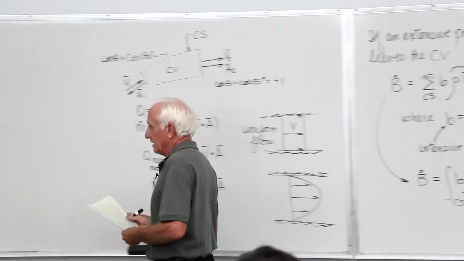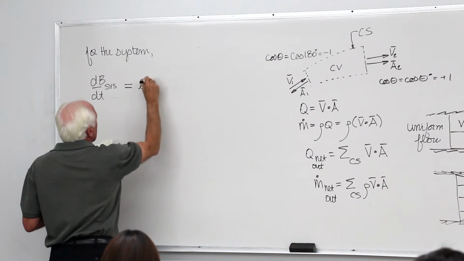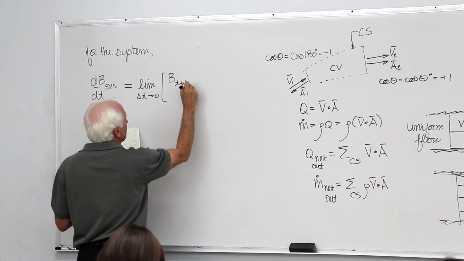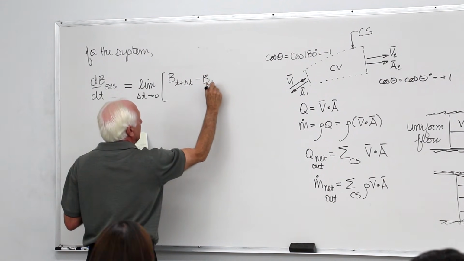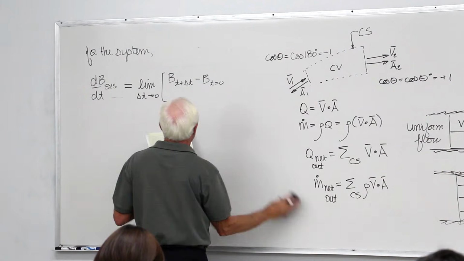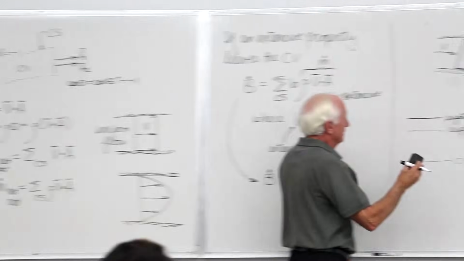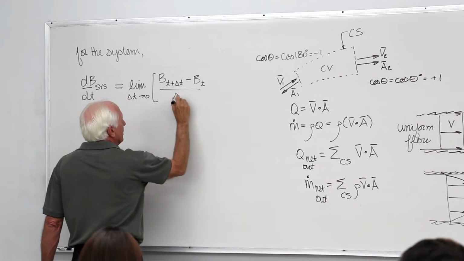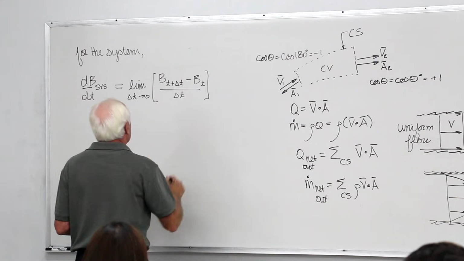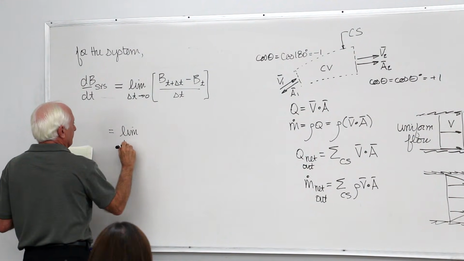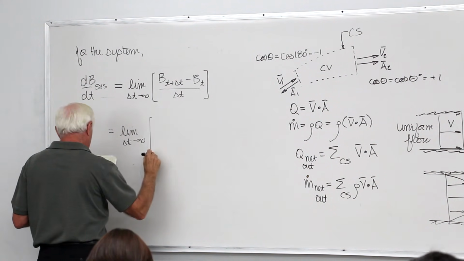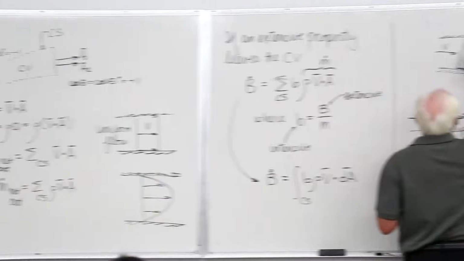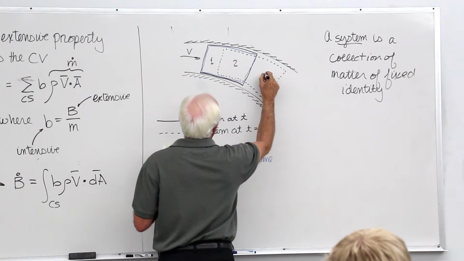Start with the basic definition: what is a derivative? It's the limit as delta t approaches 0 of the amount of B in there at time t plus delta t, minus the amount of B in there at time t, divided by the time change, delta t. The amount of B in there at time t plus delta t: I'm going to call this region 1, this region 2, this region 3.